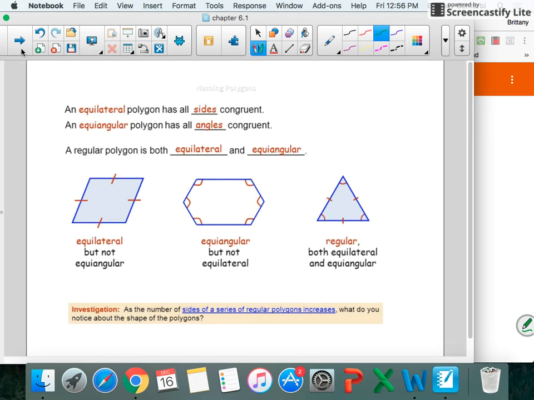Then with polygons, we still have equilateral polygons, which we know have all sides congruent. Then we have an equiangular polygon that has angles that are congruent, and it can be one or the other, as you see here in these examples. And then you have a regular polygon, and that is both equilateral and equiangular. So all of the angles are congruent, and all of the sides are congruent.